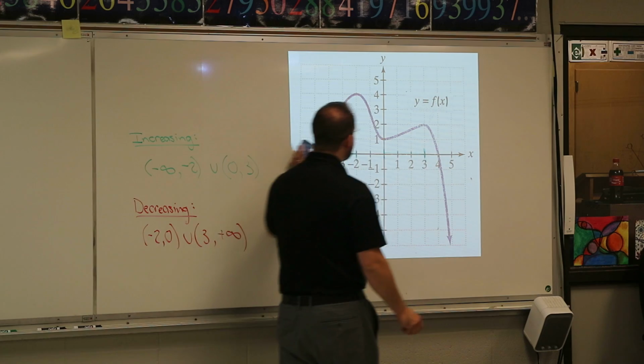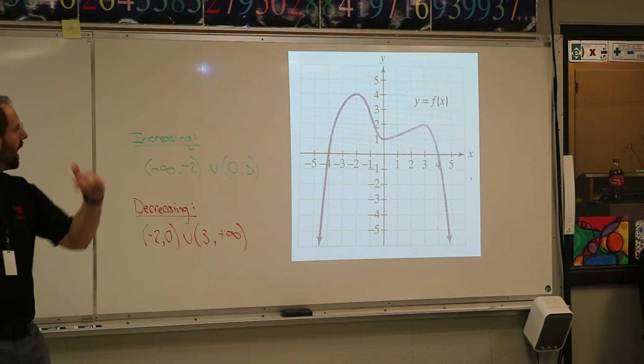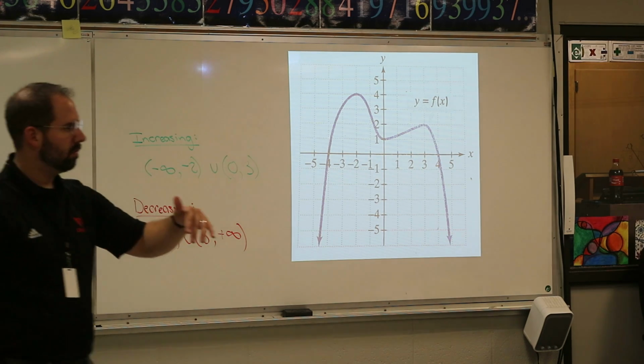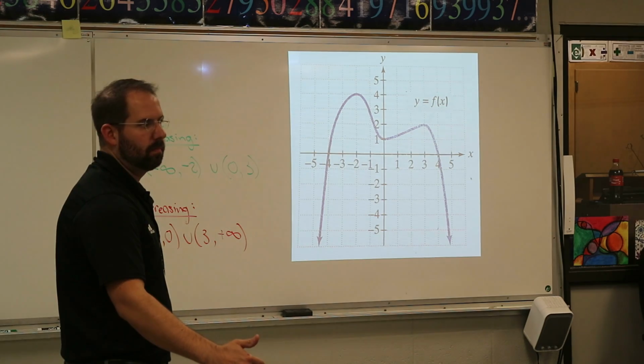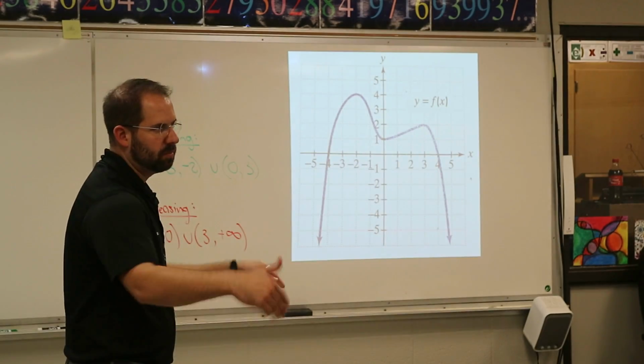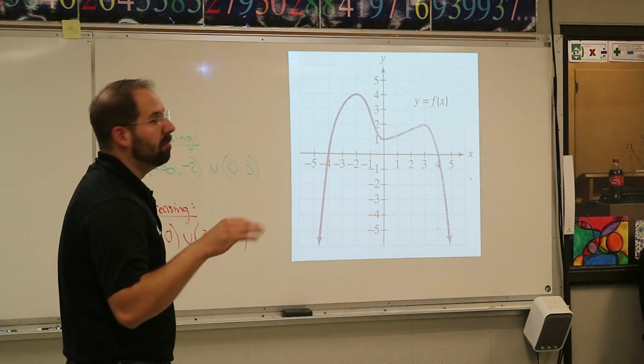Okay, does this thing have an absolute maximum? Yeah, what's the spot? -2, 4, okay. Does it have an absolute minimum? No. This thing goes forever down. It points towards negative infinity on that y-axis. So there's no absolute minimum.